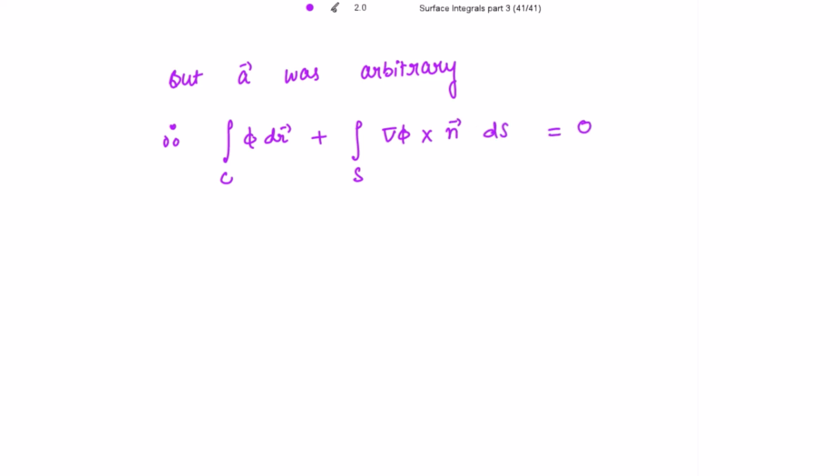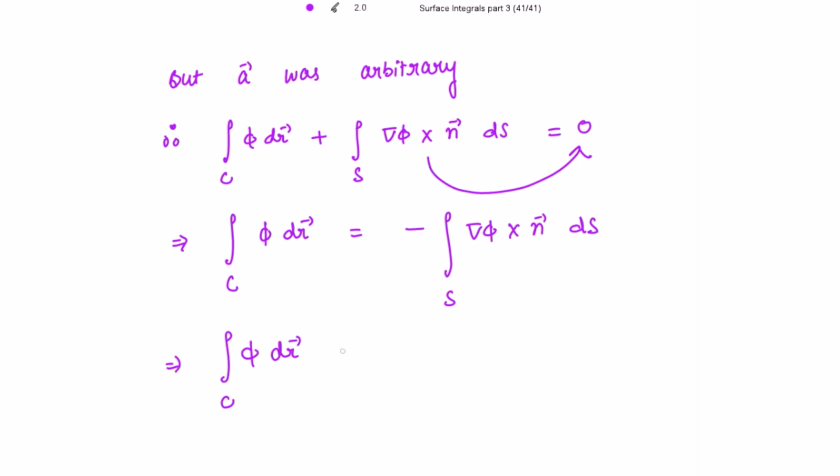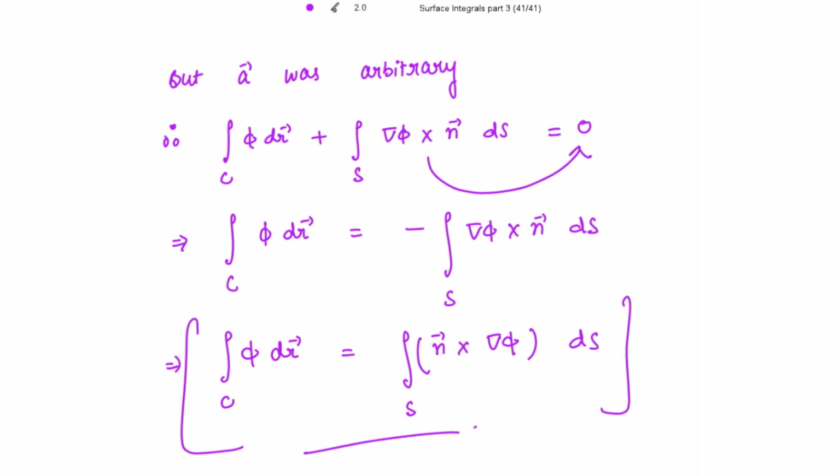is equal to 0. Or we can write further that the line integral over C phi dr vector is equal to, taking this to the other side, the negative of the surface integral. Managing this negative sign, we can write the surface integral as n vector cross product with del phi ds. So this is what is needed to be proved. So hence the result. Okay, thank you.